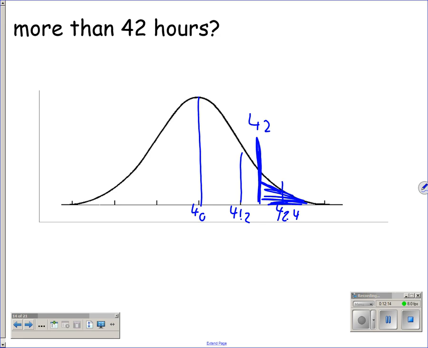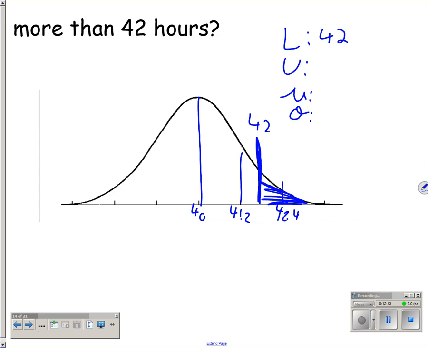Well, let's think about it. I need to do my lower, my upper, my mean, and my sigma. What do you think my lower is in this case? 42, right? It's as far left as I go. What do you think my upper is going to be? Sure, a big number, because my upper bound is how far right I go.